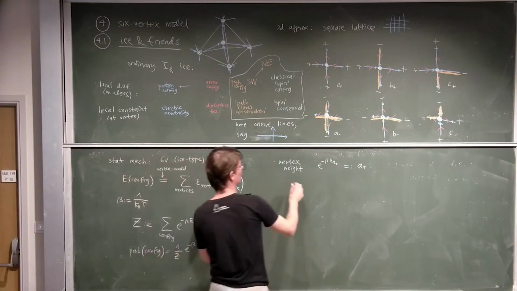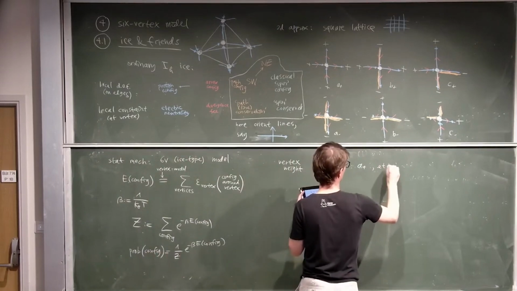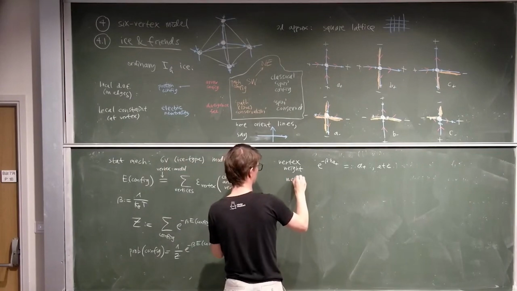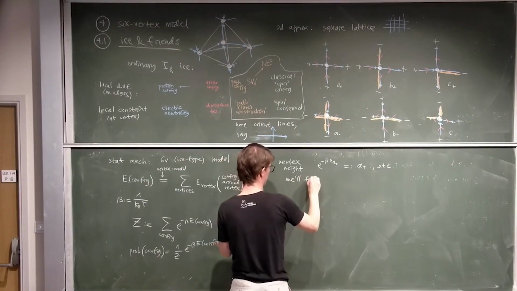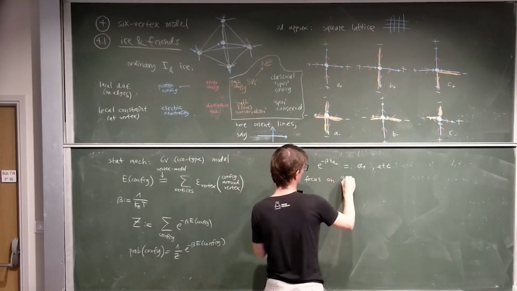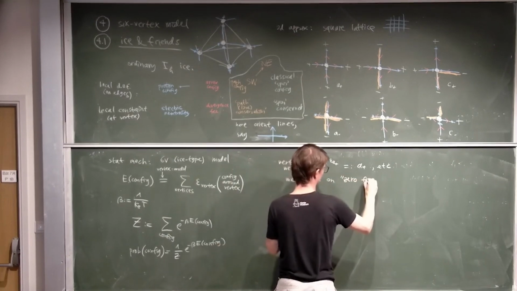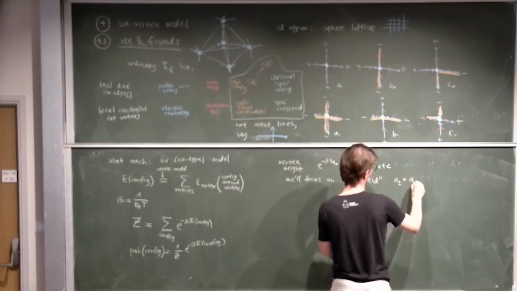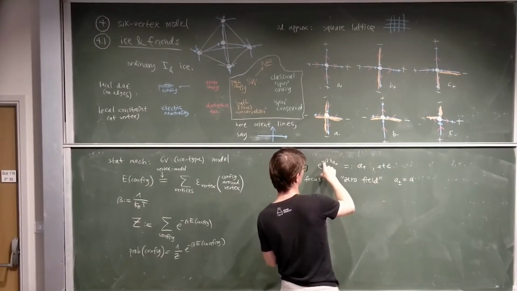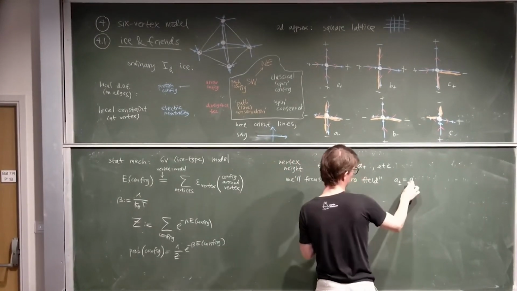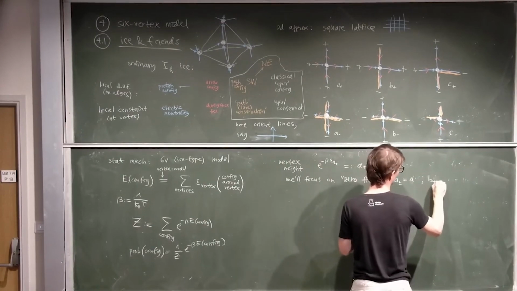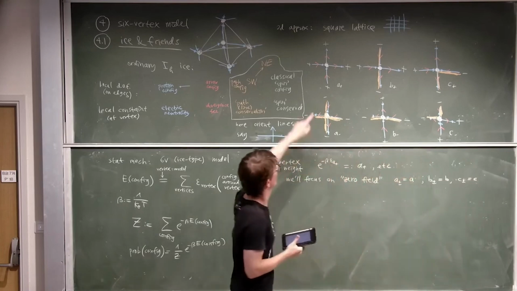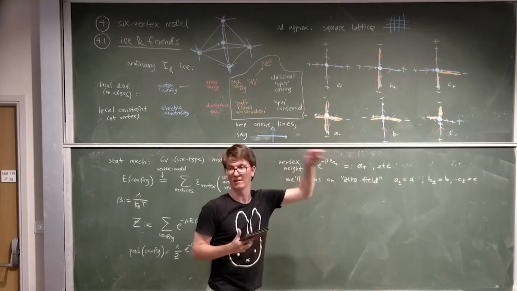Okay, so what we will do is we will focus on what is called the zero field case, where A plus and A minus are both equal to A. So these e to the minus beta, blah, blah, blah, are equal to just A. Likewise, B plus and minus are equal to B, and C plus and minus are equal to C. So I say that the weights of these pairs of vertices are the same.